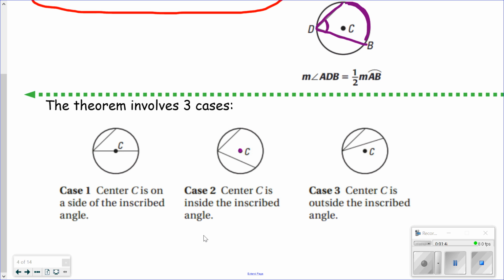Case 1 is that the center C is on a side of the inscribed angle. So if you look here, we see that C is on the side of the angle. Case 2, center C is inside the inscribed angle, and we notice here that it's inside this inscribed angle. And case 3 is when the center is on the outside of the inscribed angle. So here's C, and we see that it is not inside or touching the angle.